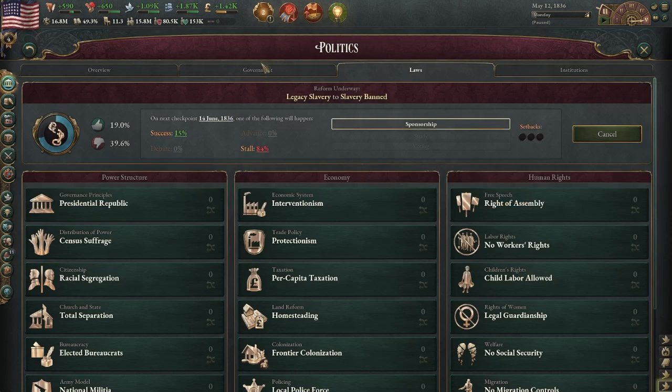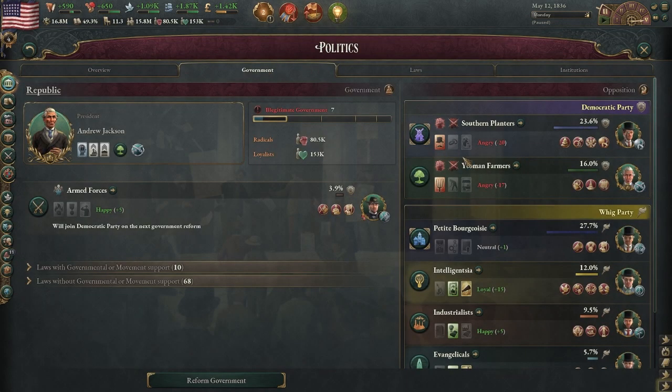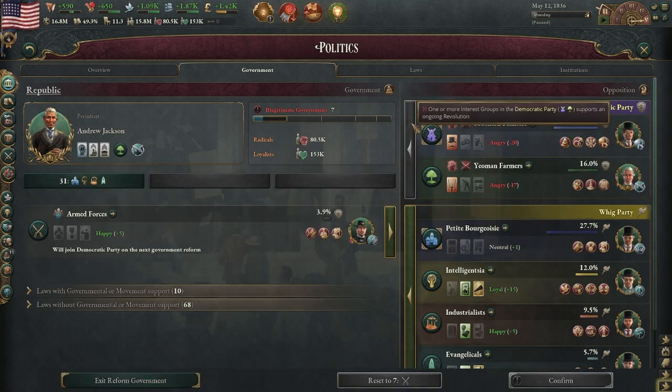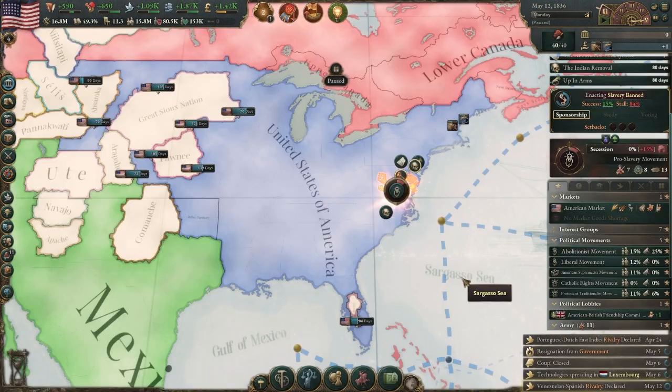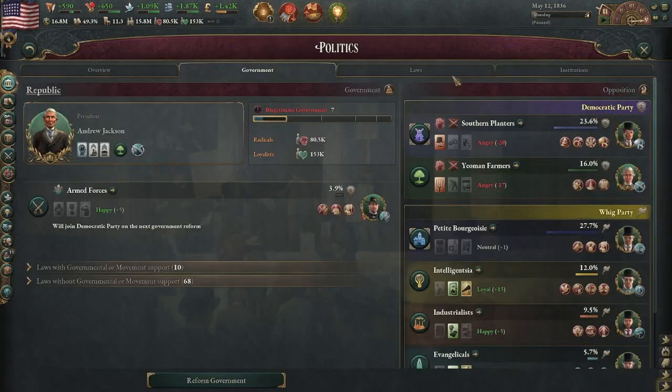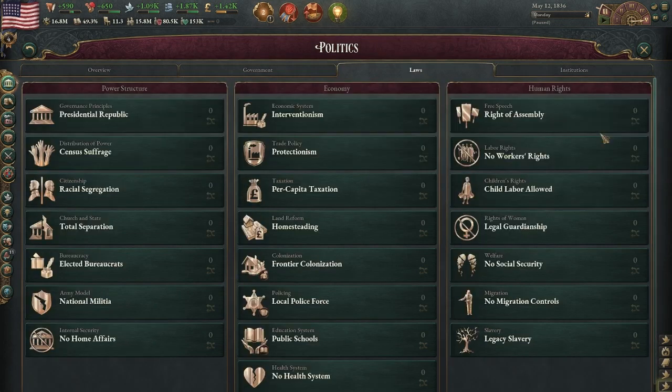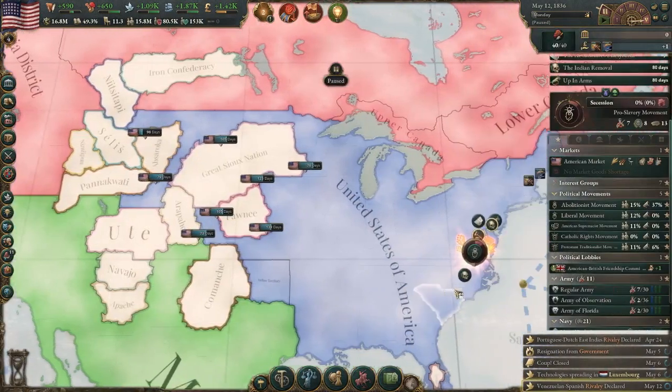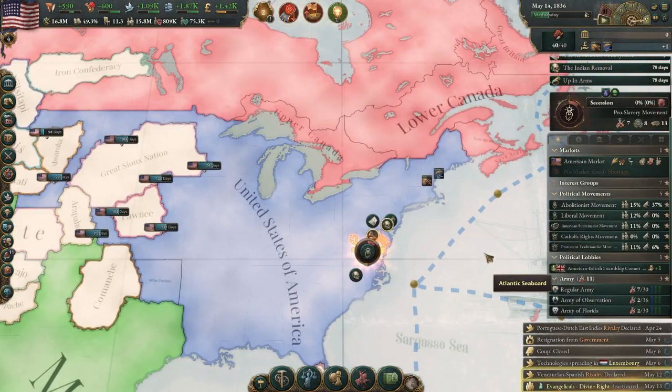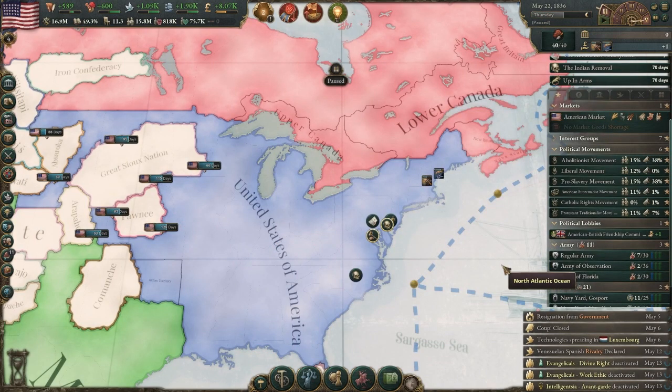So if you go over to the government screen, you'll see here the Southern planters and the almond farmers are in active revolution. And so you cannot add them into the government. Once this process starts, if you don't want the revolution to go to war, you can stop enacting the law. So you'll see here, if we go over to law and cancel this, and you let the game start running again, the secession will go away.